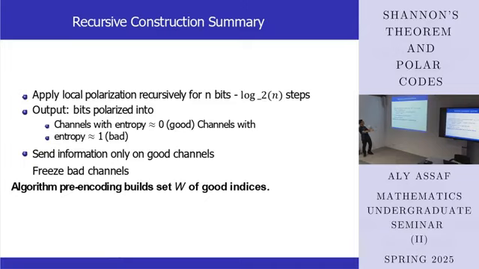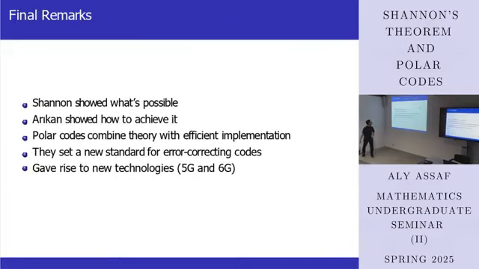So, quick summary, we apply local polarization recursively for every single bit. It has a fixed number of steps because we know that the size of the group halves each time until it reaches 1. And channels with low entropy, which means that they have a high probability, is going to be 0, which is going to be reversed. But so far we've explored coding theory and the schema for transmission signals.